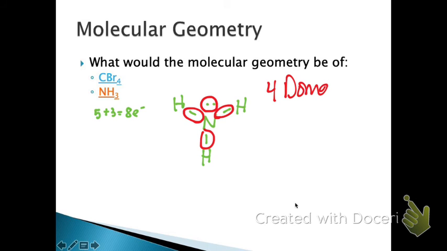And how many of those are lone pairs? 1 lone pair. Okay, so we need to make sure we're not looking at 3 domains and 1 lone pair, right? We've got 4 total domains and 1 lone pair, which means I'm going to go down to 4, slide over to 1 lone pair, and it's called Trigonal Pyramid.